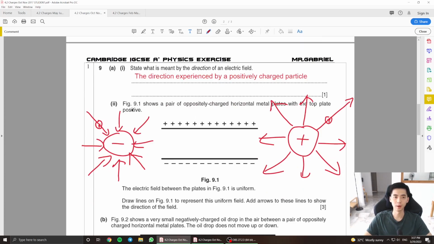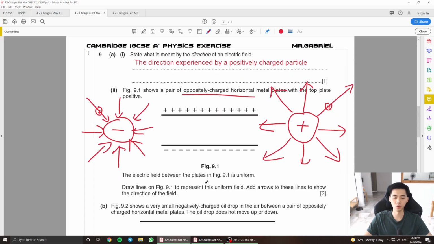Okay. Then after that, figure 9.1 shows a pair of oppositely charged metal plates with the top plate being positive. The electric field between the plates is uniform. Draw lines on 9.1 to represent this uniform field. Add arrows to these lines to show the direction of the field. Obviously, like I mentioned, it's going to go from positive to negative, right? So when you're drawing this electric field, make sure that the spacing is equal by eye to each other. This indicates that they have uniform electric field strength, guys.